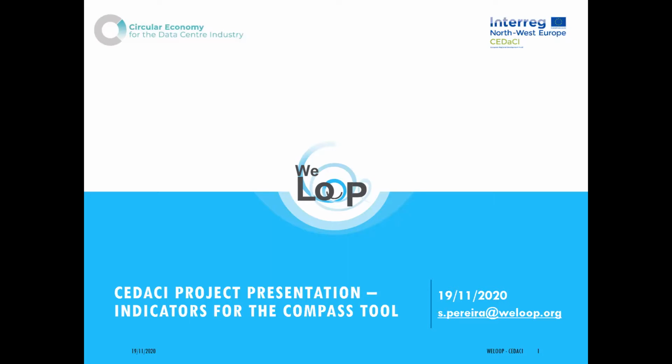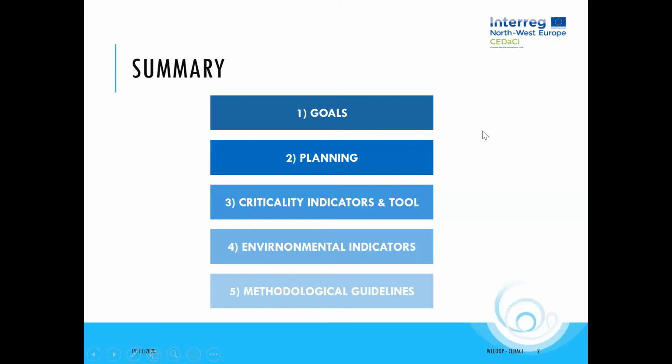I'm Soline from WeLOOP, and today I'm going to introduce the different indicators that will be used in the Compass tool. First, I will talk about the goals and about the planning and the actual state of progress of these indicators. And then I will describe more precisely the criticality and environmental indicators. And there will be a short introduction about the criticality tool. And finally, I will shortly talk about the drafting of the methodological guidelines.